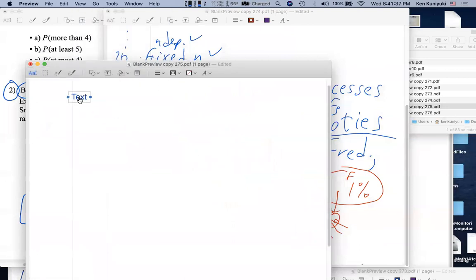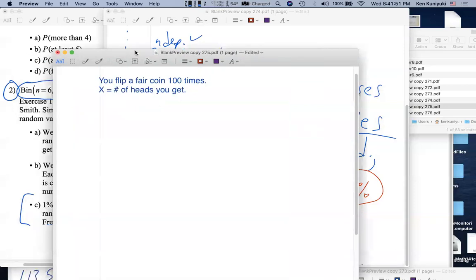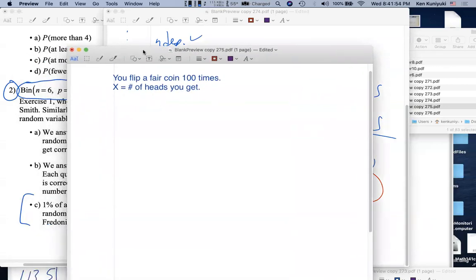All right. So let's say that you flip a fair coin 100 times. X equals the number of heads you get. It's a random variable. We haven't flipped the coin yet. However, we have enough information to give the distribution, right? What would be the distribution? X will have a binomial distribution because we have independence between the coin flips. N is 100, right? We're flipping the coin exactly 100 times. Okay. And P is what?